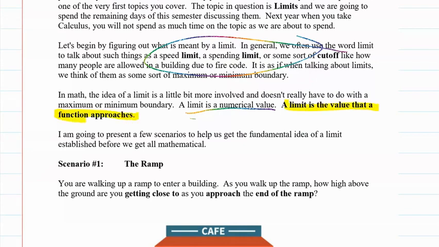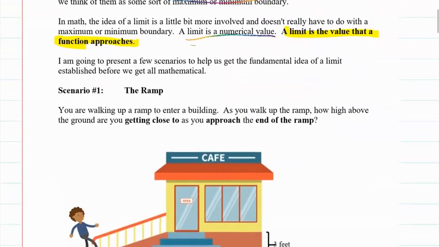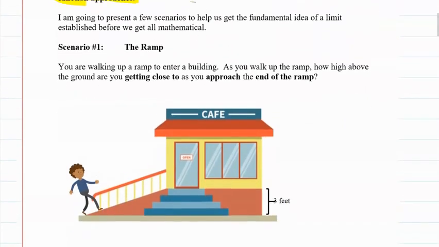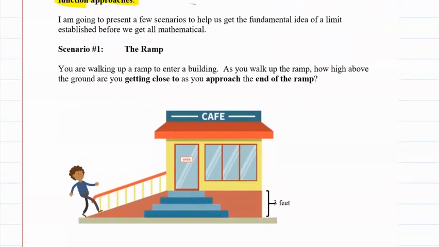So it's going to be f of x, a little curve, and then we're going to pick a number, and we're going to see what number we approach coming from the left or the right side of some x value. All right, so first let's look at some everyday scenarios to get the idea.